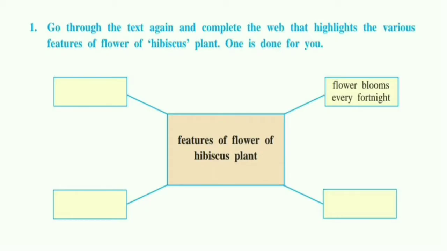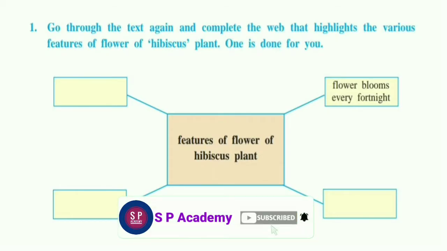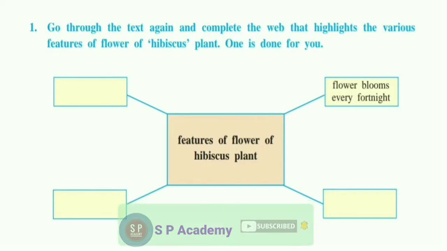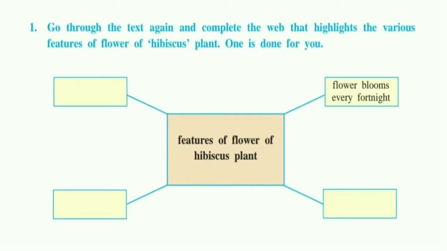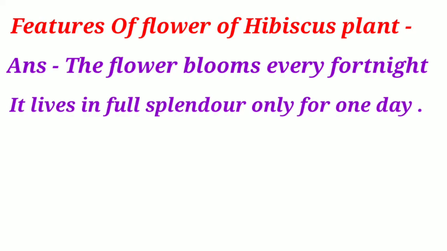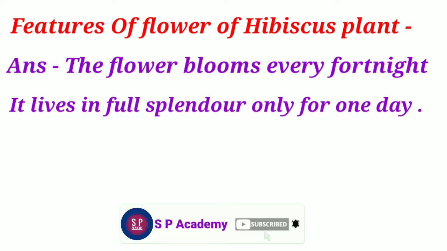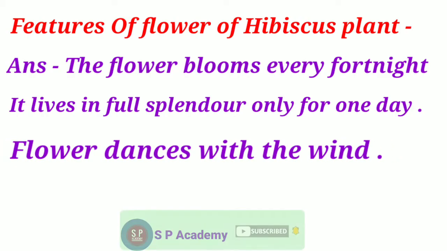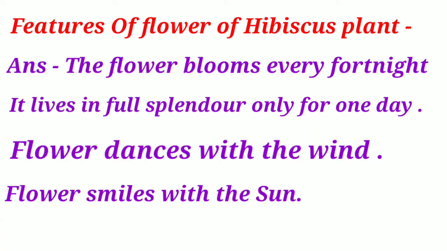Question number 1. Go through the text again and complete the web that highlights the various features of flower of hibiscus plant. One is done for you. Features of flower of hibiscus plant. Answer: the flower blooms at every fortnight. It lives in full splendor only for one day. Flower dances with the wind and flower smiles with the sun.